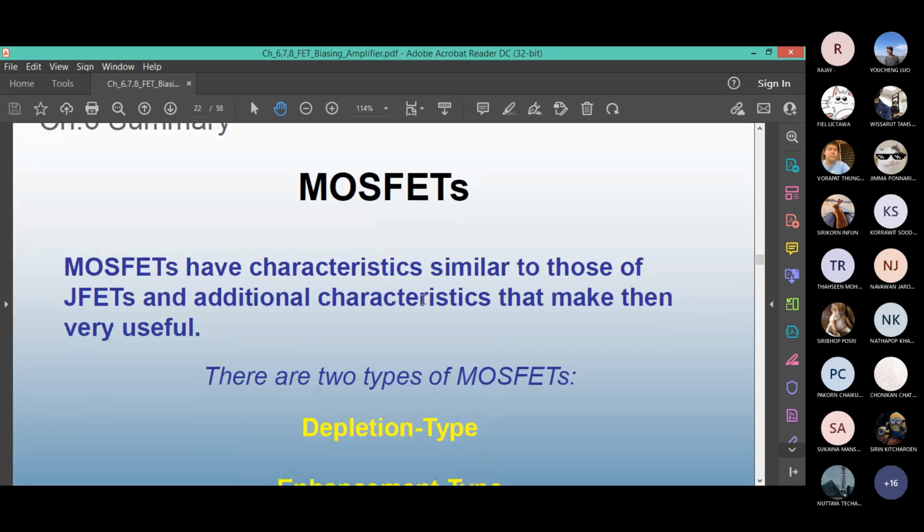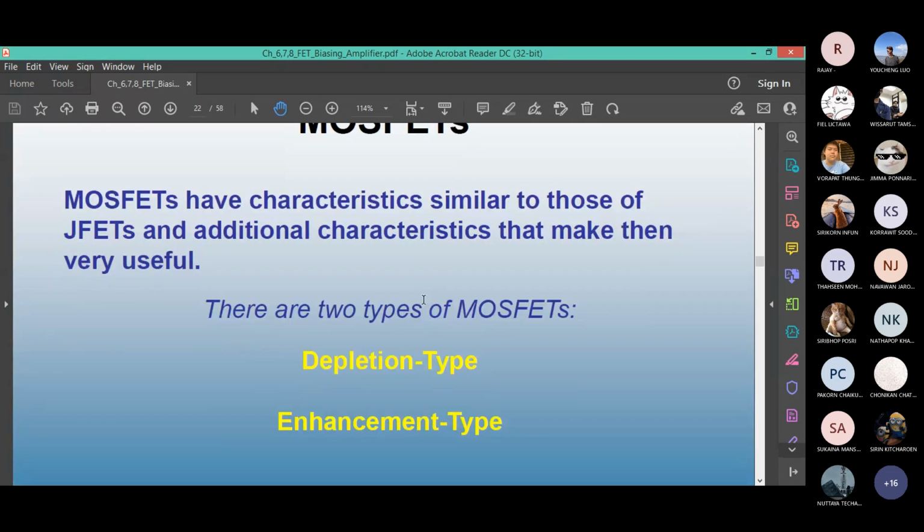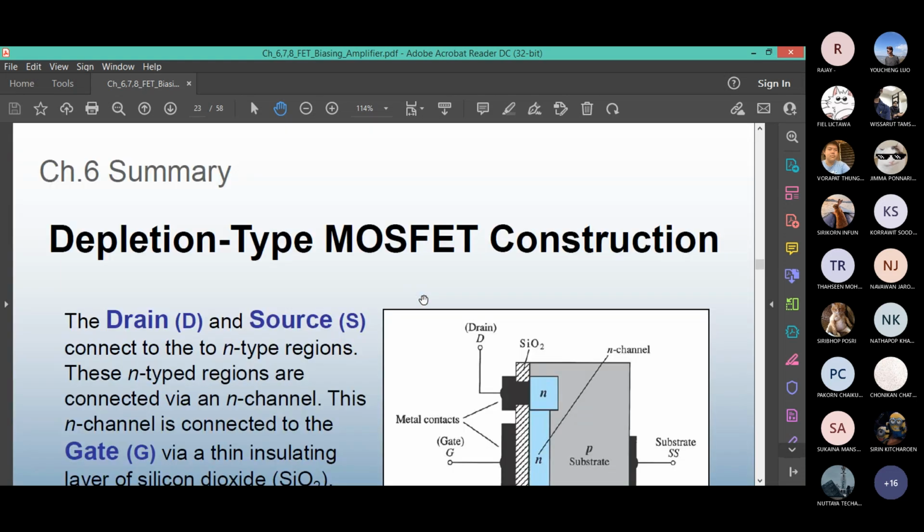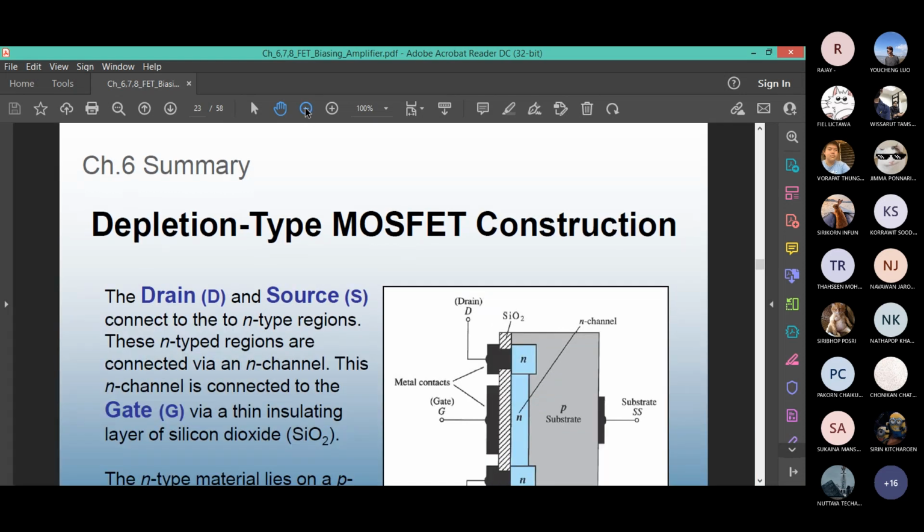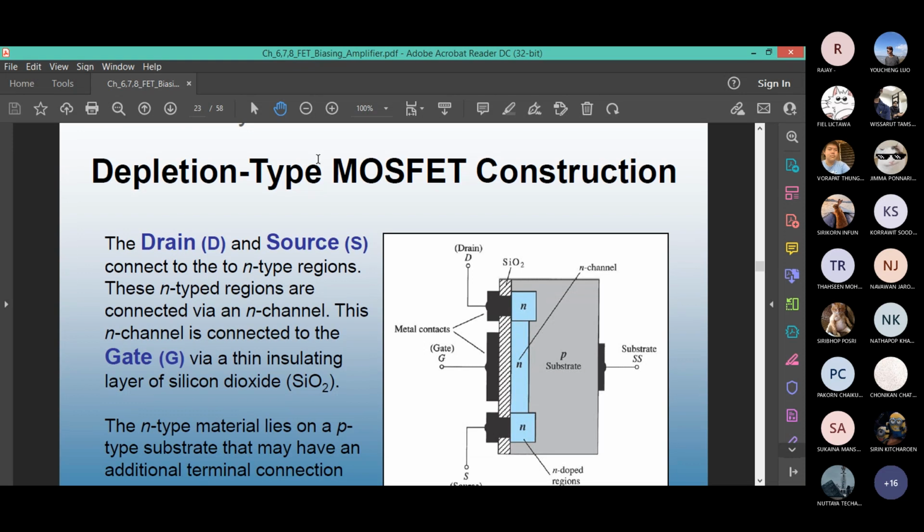We talked a little bit about MOSFETs in our class. Did not solve any problem. The MOSFET has some special characteristics in addition to JFET basic characteristics, which make them very useful. Two types of MOSFETs, D type and E type, depletion and enhancement. They differ in construction. For the depletion type MOSFET, here it is showing a P substrate.